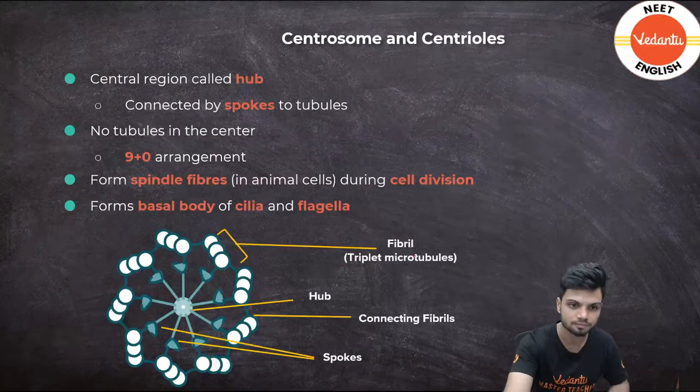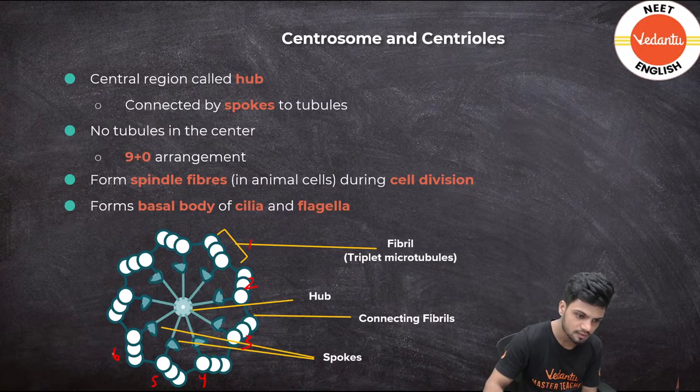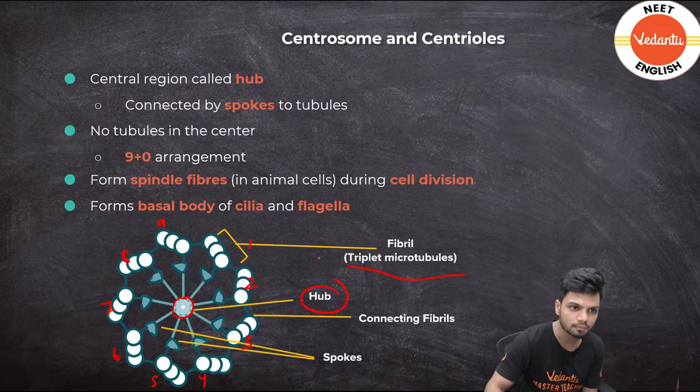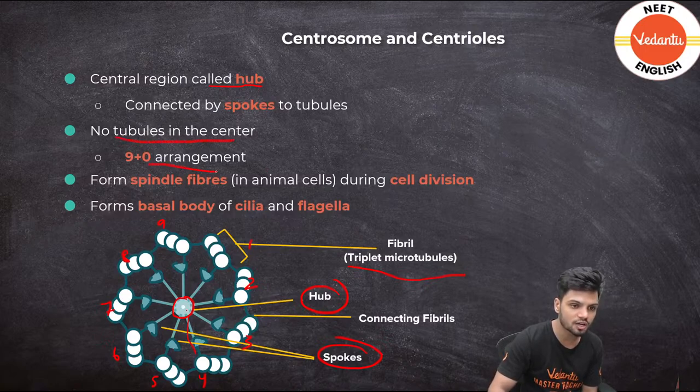It's triplet in nature. Now, look at the structure here again. 1, 2, 3, 4, 5, 6, 7, 8, 9 peripheral fibrils. Each fibril is made up of triplet microtubules. In the center, we have a proteinaceous hub. The central region is called a hub. The hub is connected to the fibrils with the help of spokes. Can you see the spokes here? These are the spokes. No tubules in the center, a 9 plus 0 arrangement.